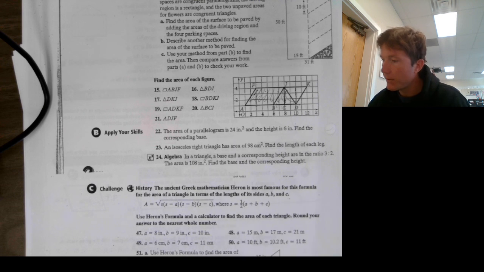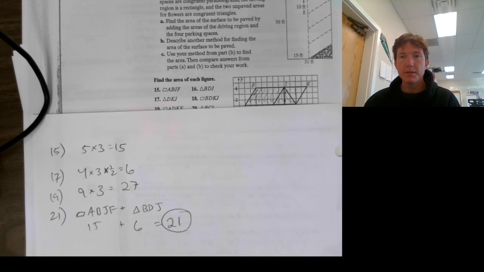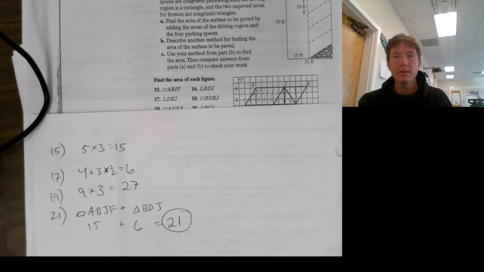That should be enough to help you guys out. So that's the practice by example. Hope this tutorial has helped out a little bit. Applying the skills, I'm going to leave those up to you guys. I know they're a bit trickier.